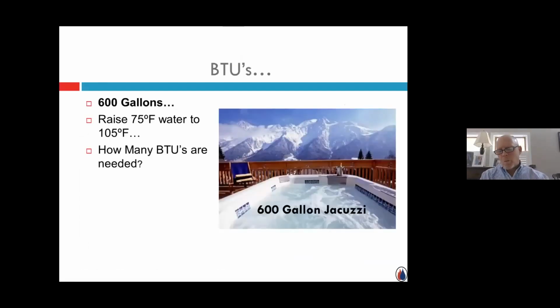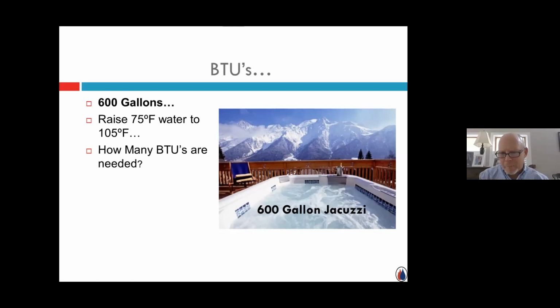So a while back, I got a call from a contractor who was dealing with a homeowner that had a jacuzzi, and he wanted to size a plate and frame or a brazed plate heat exchanger coming off of his existing boiler plant, so that the customer could raise their water temperature 30 degrees. They would maintain it at 75, and then when they wanted to use it, they'd take the cover off and hit a button, and they wanted to bump it up to 105 degrees Fahrenheit. So he was asking me, how do I size the heat exchanger? How many BTUs do I need?